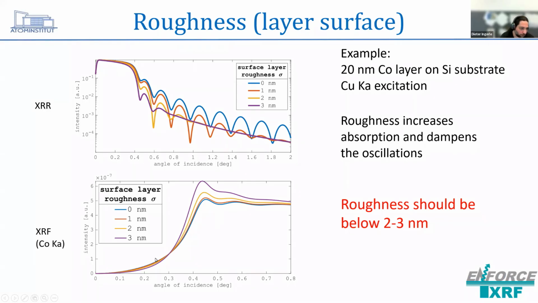And for fluorescence, as I said, it's a little bit more forgiving. The curve shape changes a little bit depending on the roughness, but otherwise it's still clearly visible what's happening.